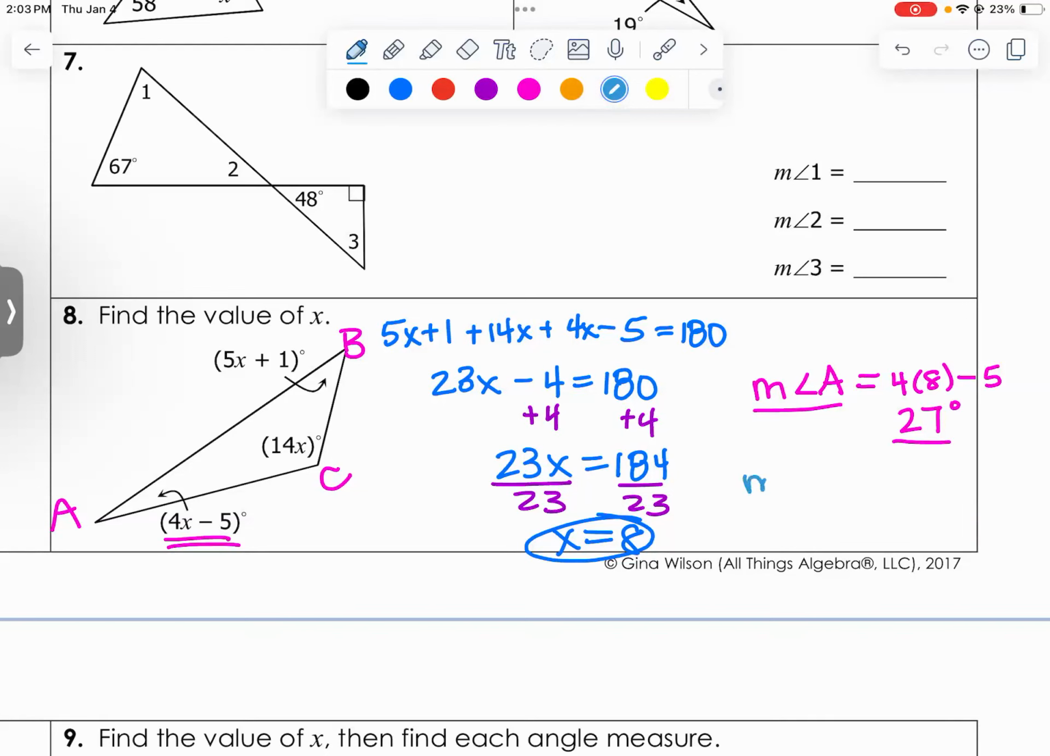All right, how about the measure of angle B? We know angle B is 5x plus 1. What's 5 times 8 plus 1? Okay, I'll tell you, it's 41 degrees. You guys are slow today. Knew it. All right, and then how about the measure of angle C? Angle C is 14 times x.